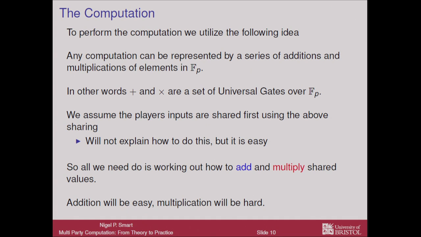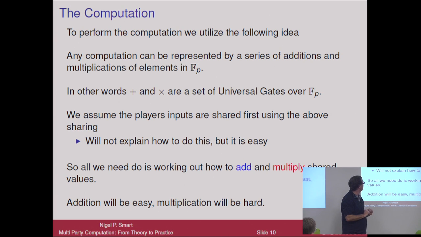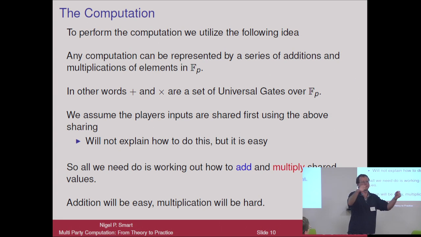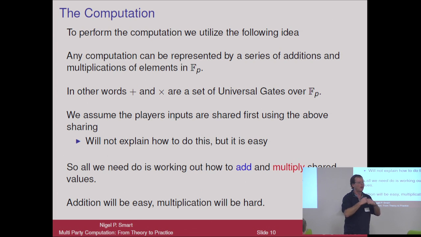And so we have the function we want to compute, and we express it as a circuit. Then we have the players' inputs, like my vote. What I do is share my vote amongst the parties in a manner which I won't explain, but that's easy. So just imagine we've got to the position where we have the function as a circuit, and the inputs of every player have already been shared in this way amongst all the players.